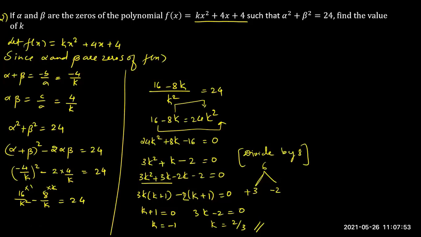Is it clear? Sir, how did the LCM k square come? LCM of k square and k. What is the LCM of x square and x? Highest exponent for LCM, for HCF lowest exponent.